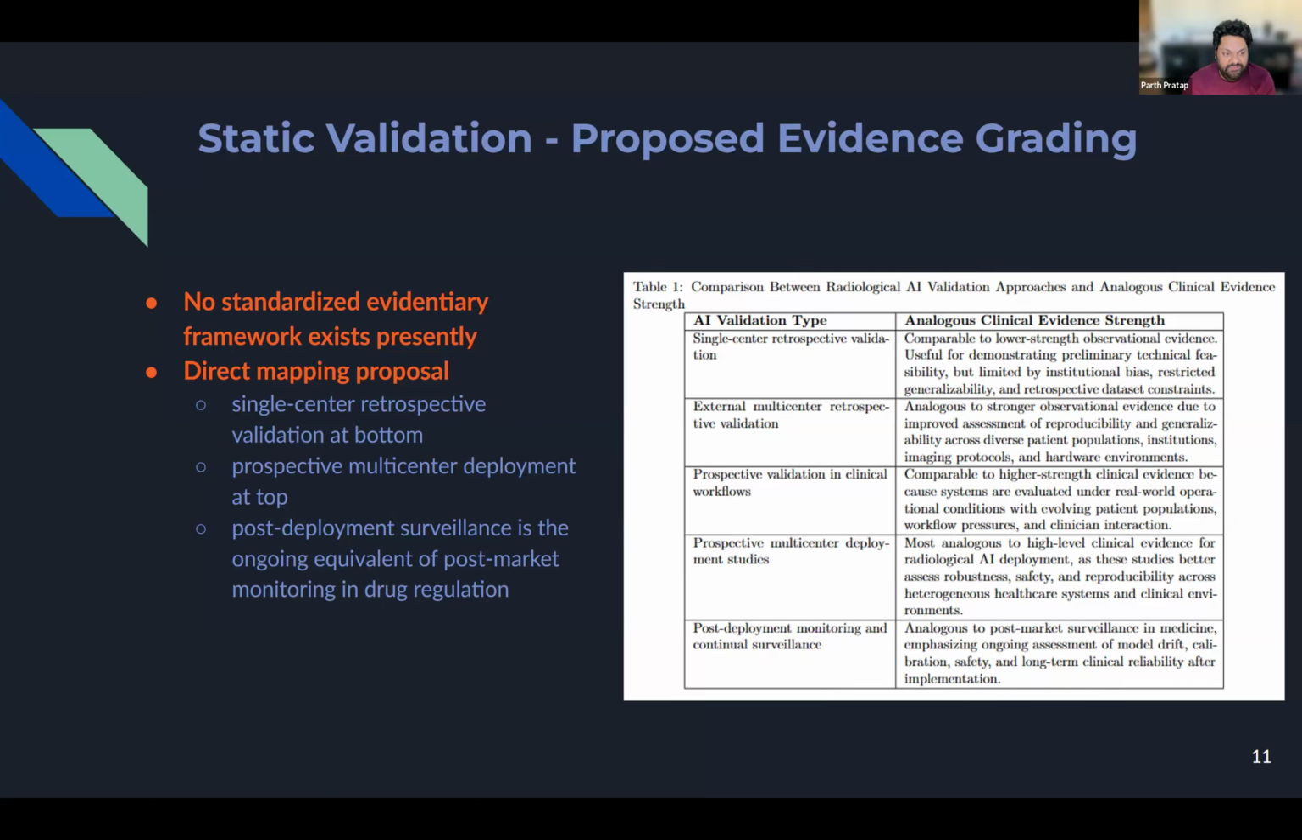For example, if you start at the top, it'll be the weakest one. It's useful for proof of concept, but limited by institutional bias and constrained by historical datasets. If you move towards the middle, you would have prospective validation in clinical workflows. The system gets evaluated in real time with real patients and under real workflow pressure, so it is much more robust. And the final one we recommend is the ongoing layer: post-deployment monitoring, where the function of the AI is equivalent to post-market surveillance in drug regulation. Next slide.